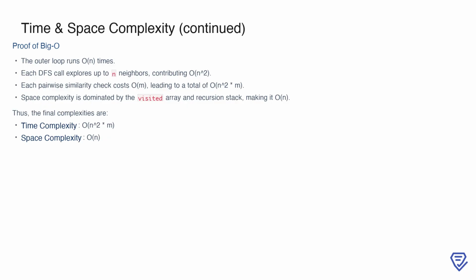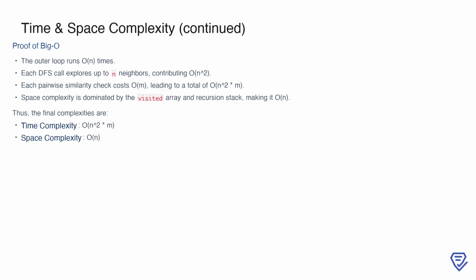For each unvisited string, a DFS call explores up to n neighbors, contributing O(n²) complexity over all strings. Additionally, each pairwise r_similar check takes O(m), and since these checks occur O(n²) times, this results in O(n² * m) as the dominant term.